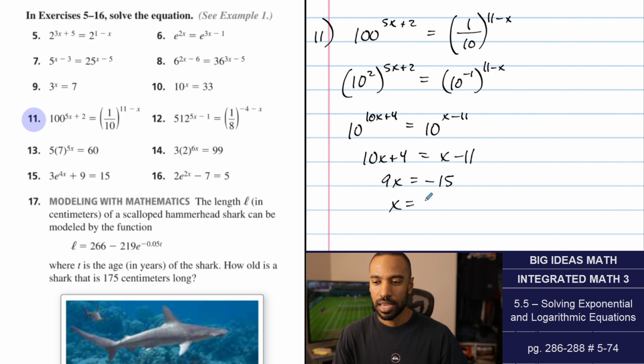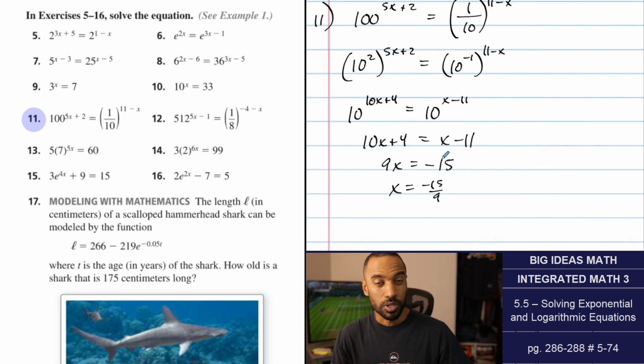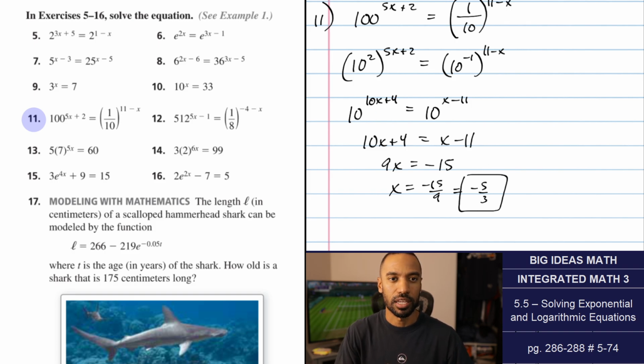Oh, hey-oh. x equals negative 15 ninths. Now, there's a reduced fraction. You divide both by 3, and that's negative 5 thirds. So that's a weird one, right? We ain't guessing and checking until we get that one correct. We're going to have to make sure that we do the extra work to get there. Okay, number 12.